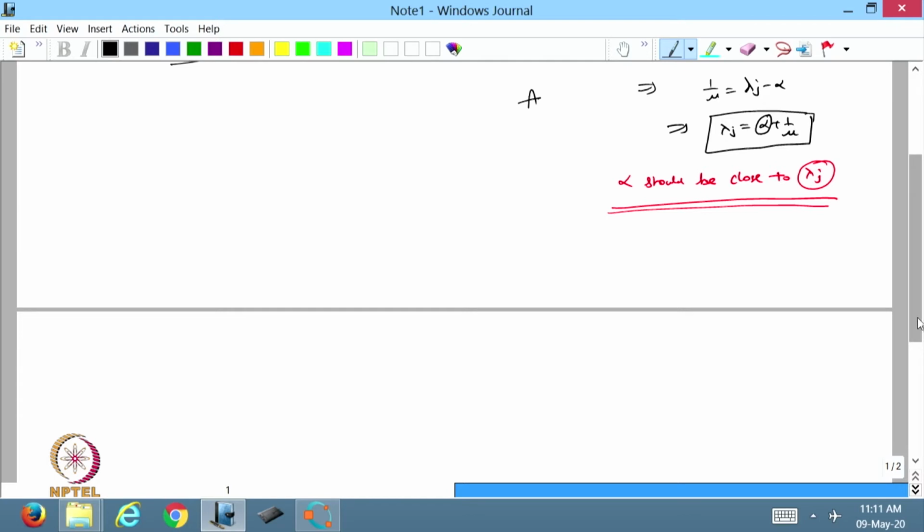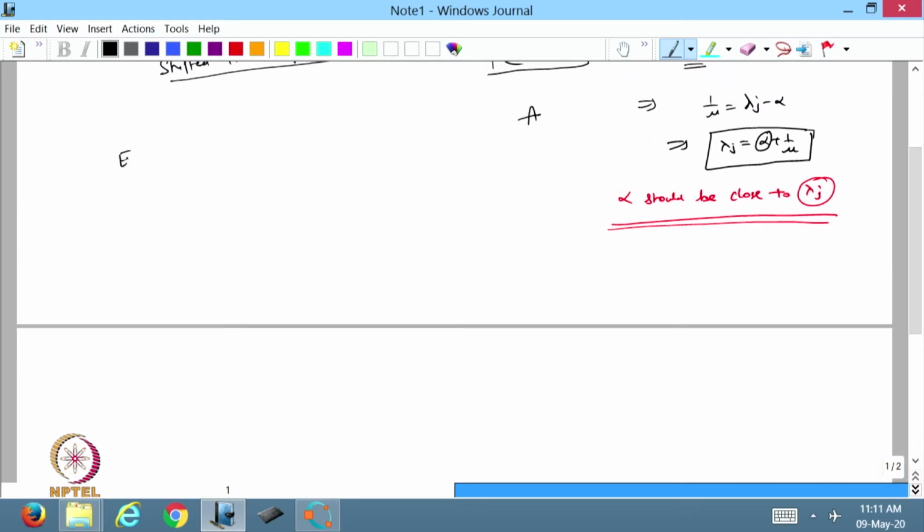So, let us take one example. I have a matrix A: 0, 11, minus 5, minus 2, 17, minus 7, minus 4, 26 and minus 10. This is my matrix and I want to find its dominant eigenvalue and eigenvector.